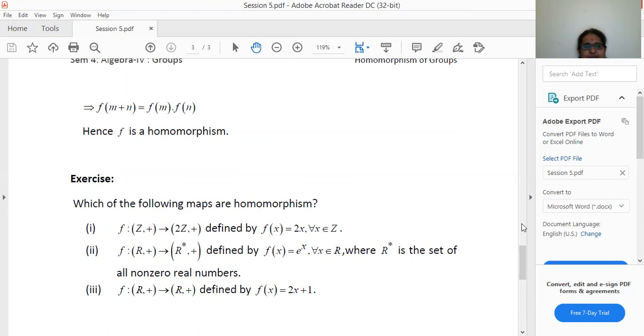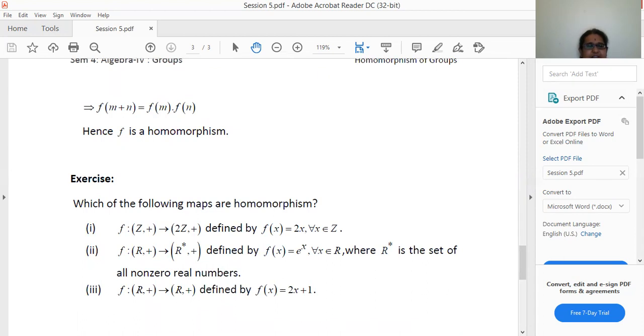Now coming to the next problem, f from R comma plus to R star comma plus defined by f of x is equal to e power x for all x belonging to R, where R star is the set of all non-zero real numbers. So here the mapping f is from R comma plus, that is R is the set of reals, with the binary operation addition. Codomain is R star, that is set of all non-zero real numbers, that is 0 is not included. Then the binary operation here is again addition. So now we shall check the condition, that is now we shall take two real numbers x and y.